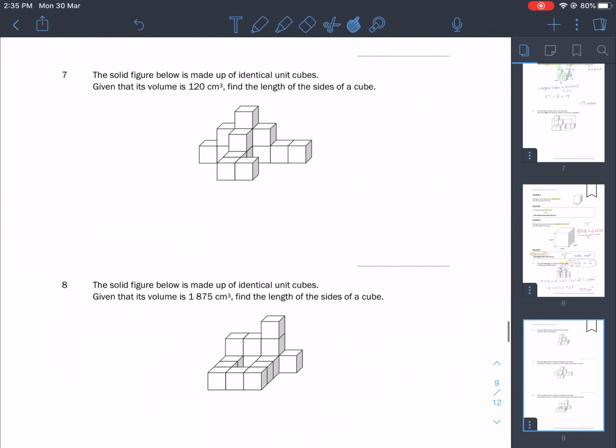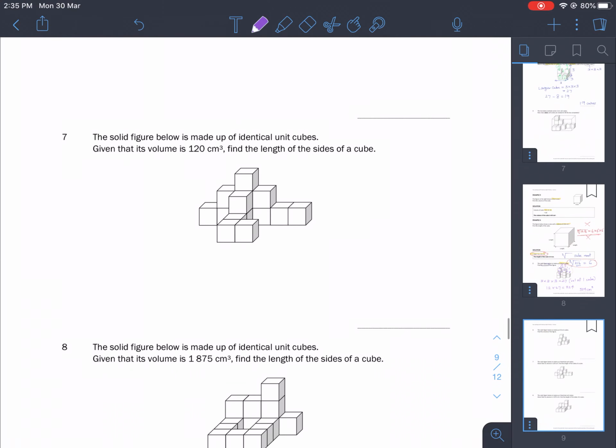Okay, let's move on to question 7 straight away. Let's go back to our regular color. Please write EG if you're going to be confused by what I'm going through. Okay, now they have given us the volume and we are supposed to work backwards to find the length of the sides of a cube.